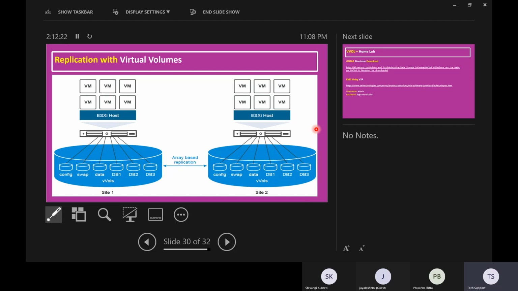Next point, replication with virtual volumes. Replication is also one of the storage array capability features. Earlier we discussed multiple features, and one of the key features is replication. The main importance of replication is site-wise.